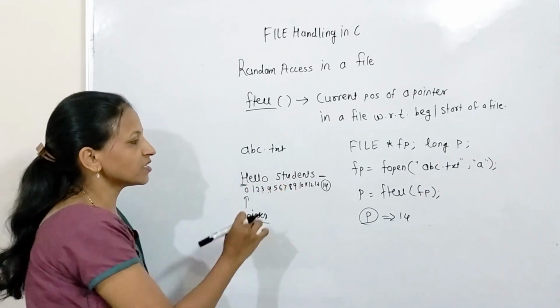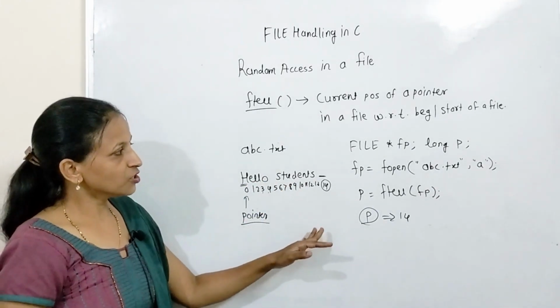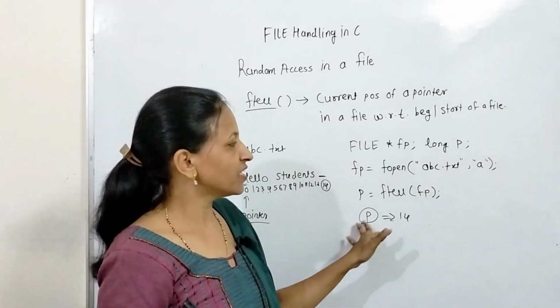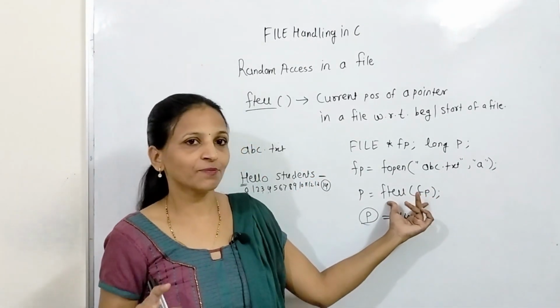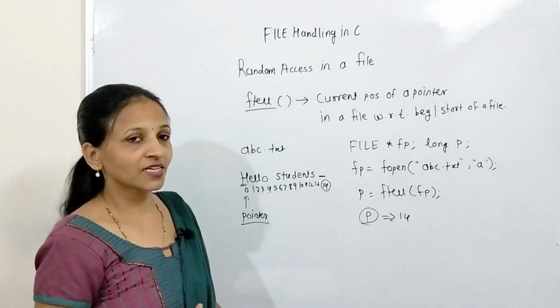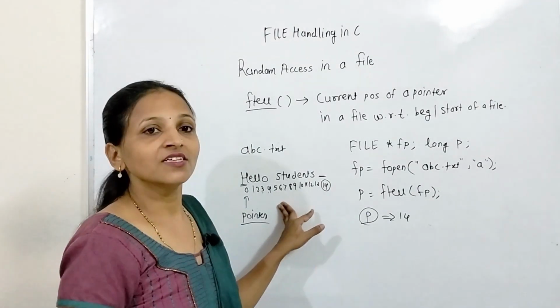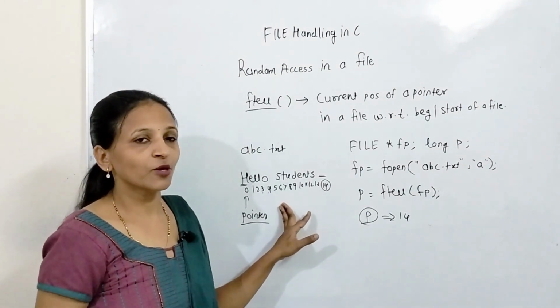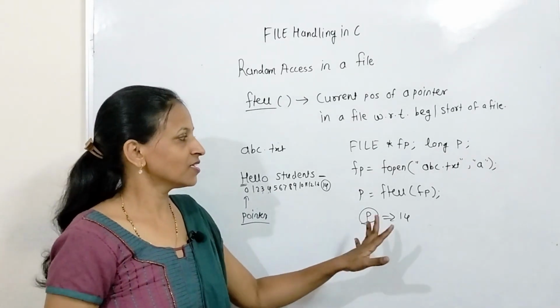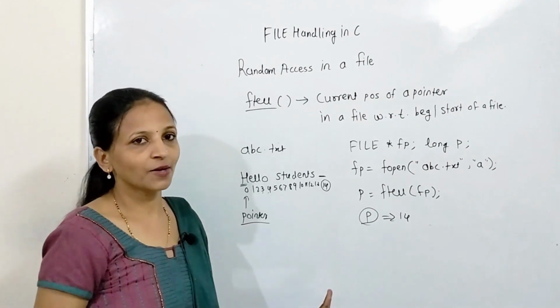See how many characters are there in this file. 14 characters are there in this file. Means using this logic, open that file in append mode and just call that append function. Here inside P you will get how many characters are there or how many bytes are there in a file. You can calculate the number of bytes in a file or number of characters in a file using this logic. Means open the file in append mode and call that append function.